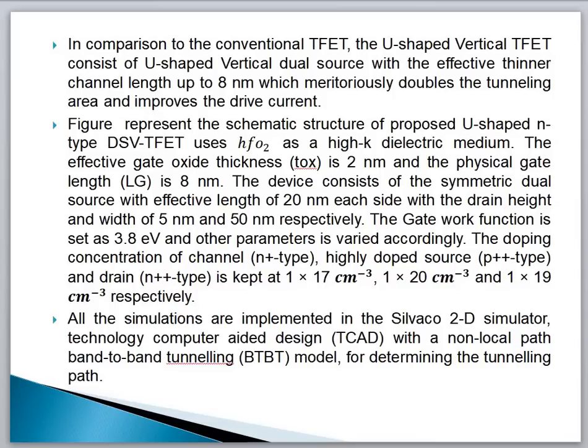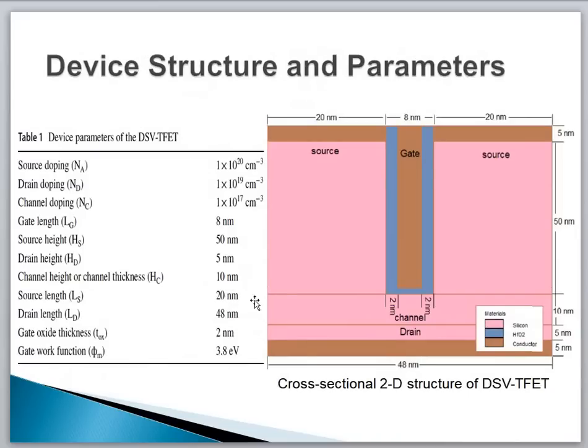The device consists of a symmetrical dual source with an effective length of 20 nanometer on each side, with a drain height and width of 5 nanometer and 50 nanometer respectively. From the figure, you can note that the source length on either side is 20 nanometer, the channel length is 8 nanometer, the gate oxide thickness is 2 nanometer, the source thickness is around 50 nanometer and the drain thickness is around 5 nanometer.